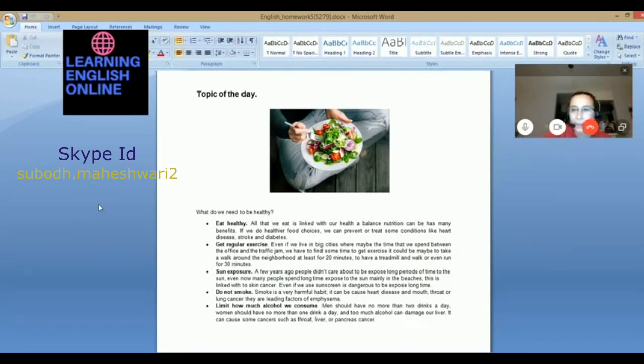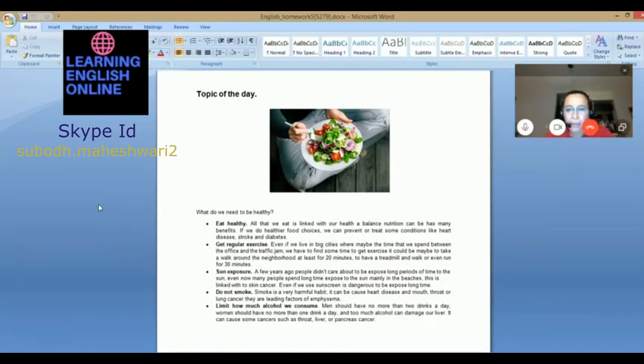Don't write it like that. No, no. Actually, all that we eat is linked with our health. Full stop. There should be a full stop, and then you should write a balanced, with a capital letter after the stop. A balanced nutrition has many benefits. Can be removed. A balanced nutrition has or have?